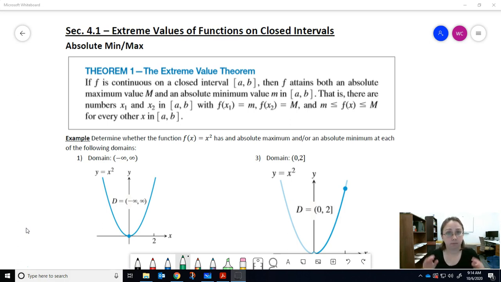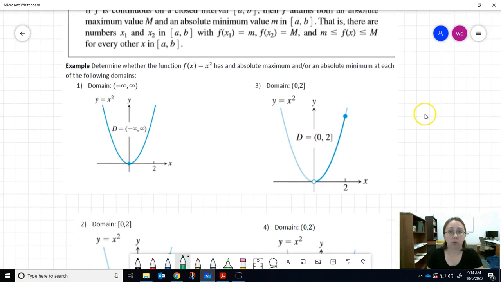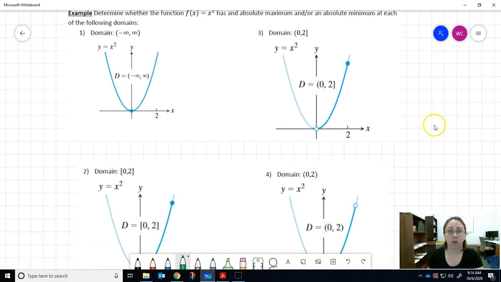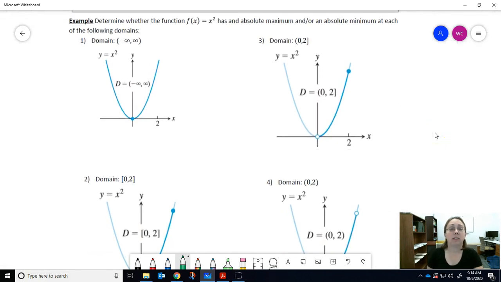That is, so this is clarifying what we just said. There are numbers x1 and x2 in our interval where f of x1 achieves the smallest value and f of x2 achieves the highest value of the function. And the function everywhere else, for all other x's, is in between the smallest and the largest value. So here's some pictures for us. These are all the same parabola, but we're defining the domains differently for each picture.